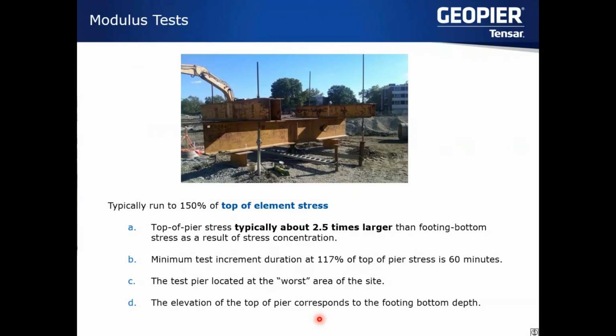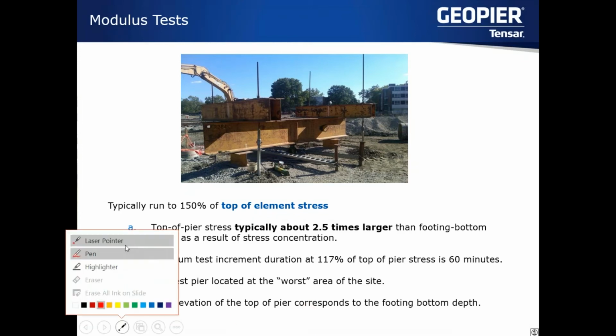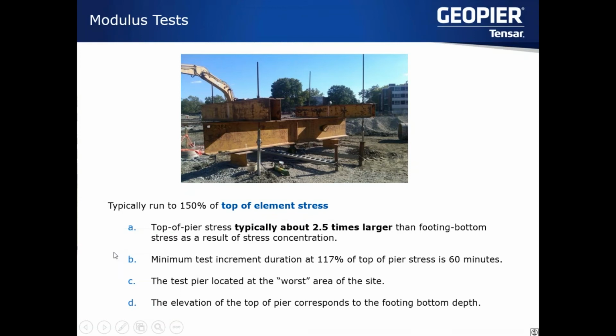And then with that single pier that we install, we're going to load to about 150% of the design top of pier stress. It's important to make sure that we're loading the pier to the top of pier stress and not the footing bottom stress, since the former is normally 2 to 3 times larger due to stress concentration because it's a higher stiffness element. And we'll normally locate the test pier in the worst area of the site, or by the worst boring, typically. And we'll measure the resulting deflection at the top of the concrete cap and also at the bottom of the pier using a telltale.